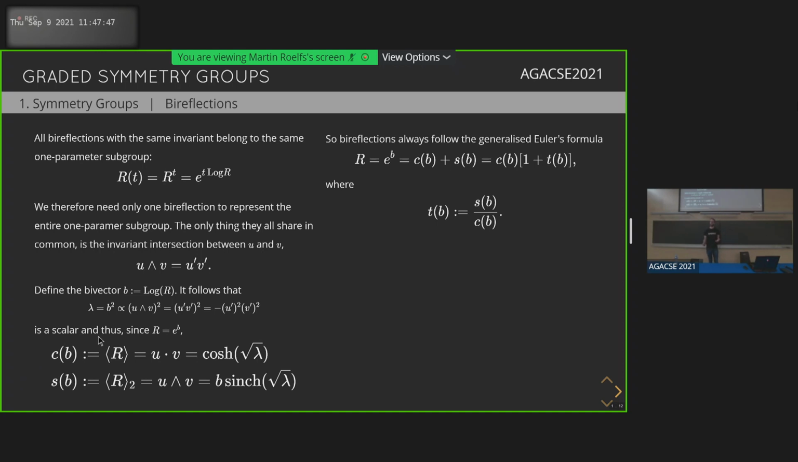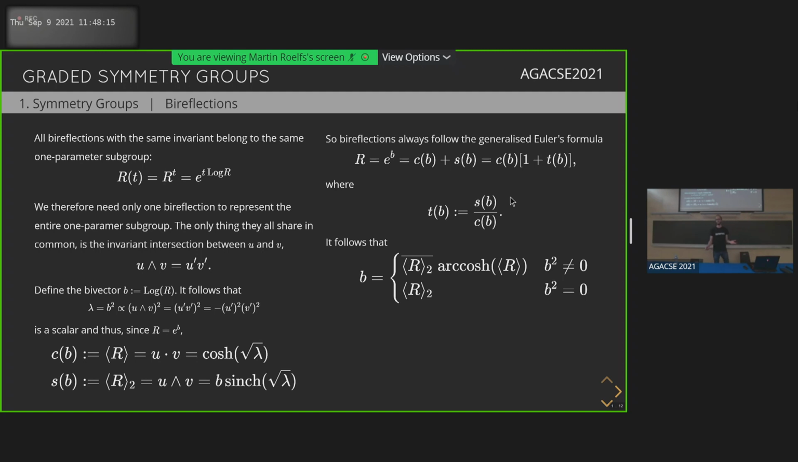So these bireflections always then follow a generalized Euler's formula. We have some scalar quantity, which is the C of B, and the sine part. And if I just take C out of the brackets here, you find that I can also write this as 1 plus a tangent function, the generalized version of the tangent, which is just S divided by C in the ordinary way. And this tangent will come up a lot later on in the talk.